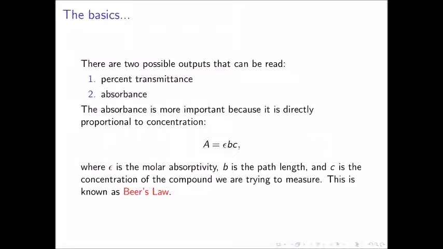The path length is a fairly easy concept to understand. It is the distance through which the light travels in the sample. Another way to think of this is the width of the cuvette. In our case, as in most cases, this value is 1 centimeter, although they can vary.